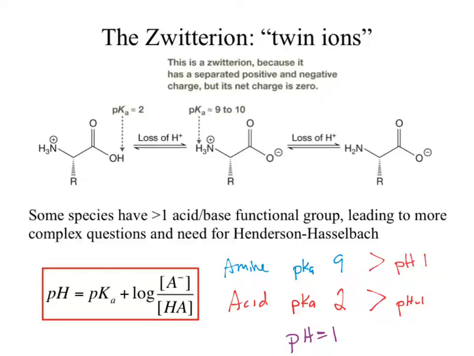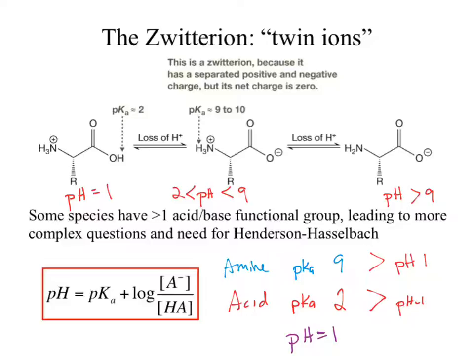That first structure is at a pH less than 2, so pH of 1 works. pH for the middle structure. Any ideas for a pH? Between 2 and 9. Greater than 2, less than 9. Last one. It's a pH greater than 9.